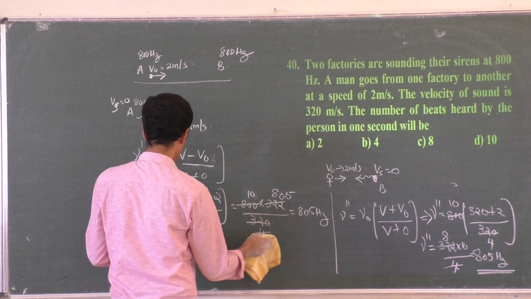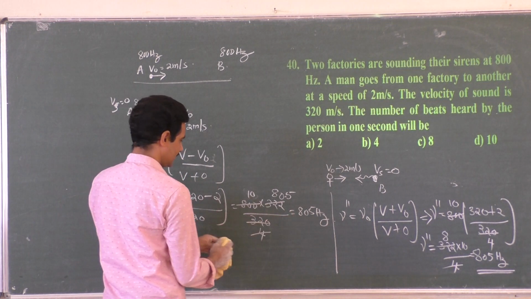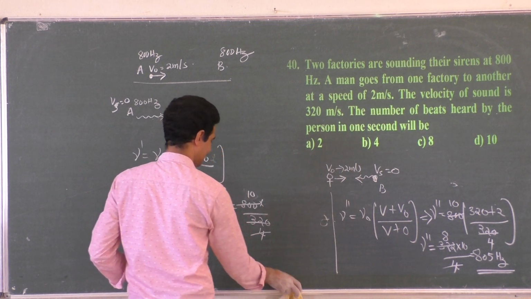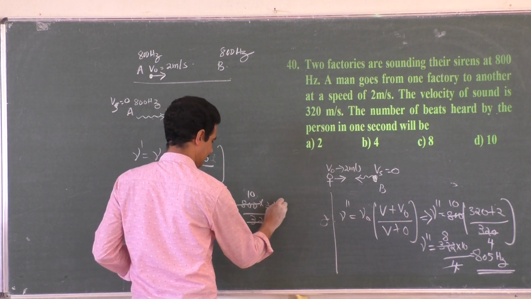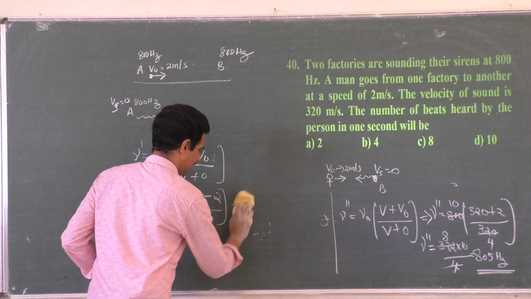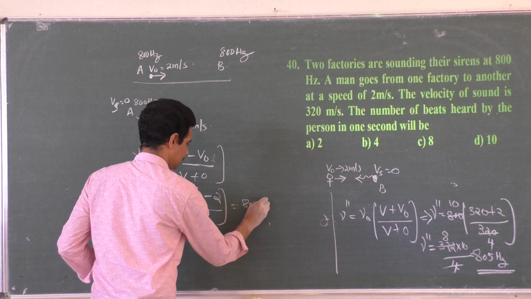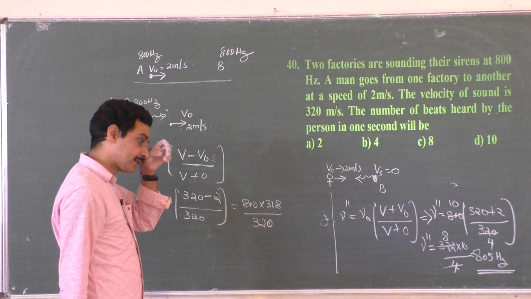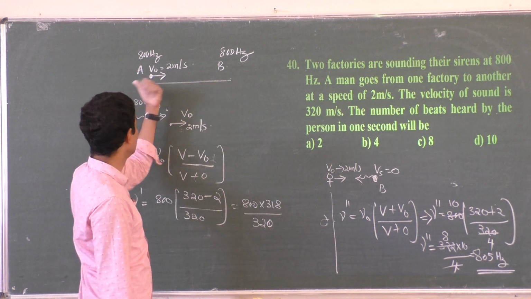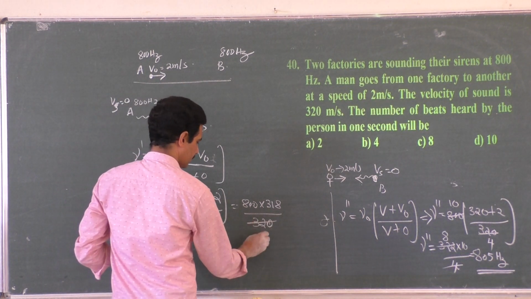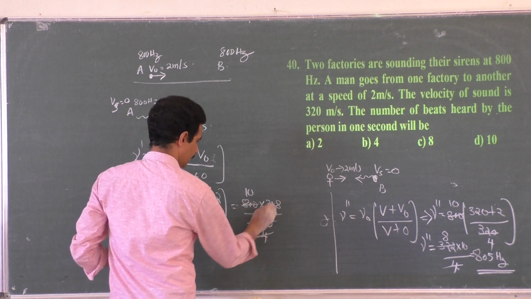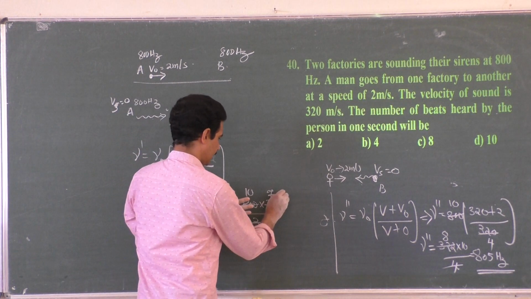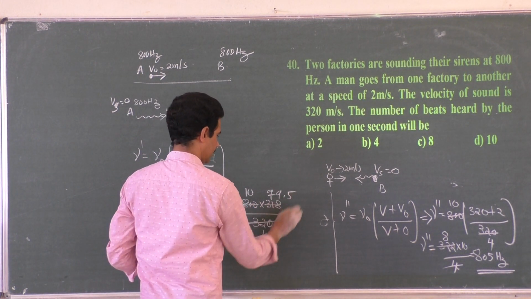This is not 805. This should be less, right? It should not be more. So how can 320 minus 2 be 322? This is 318. Okay, I will do that again. 800 into 318 divided by 320. I am surprised. I got 805 in both. So here it should be more. Here it should be less.